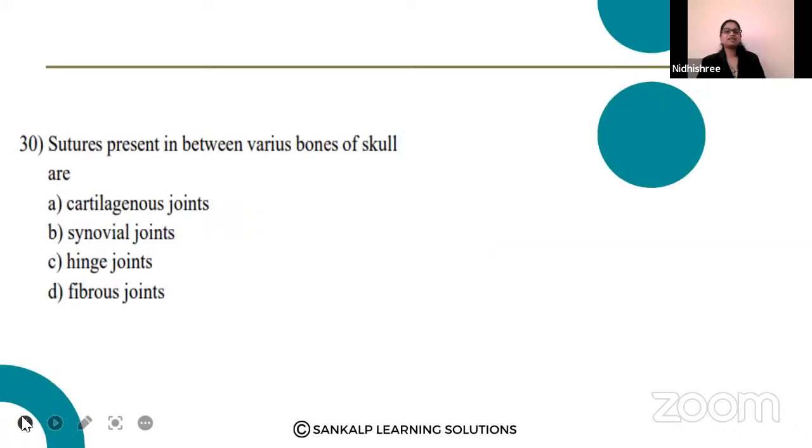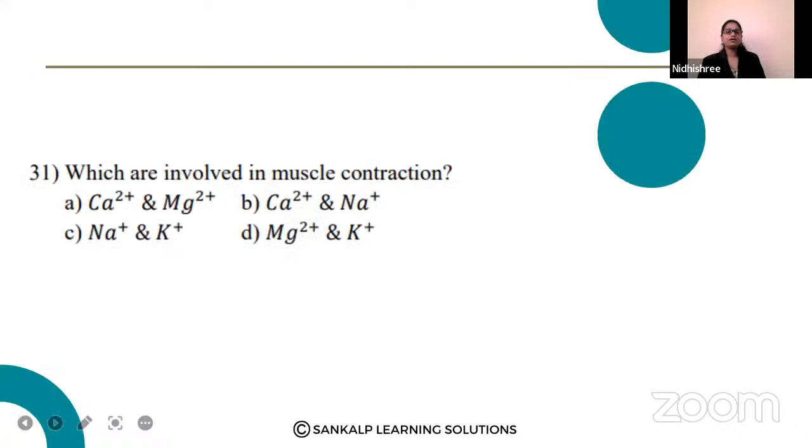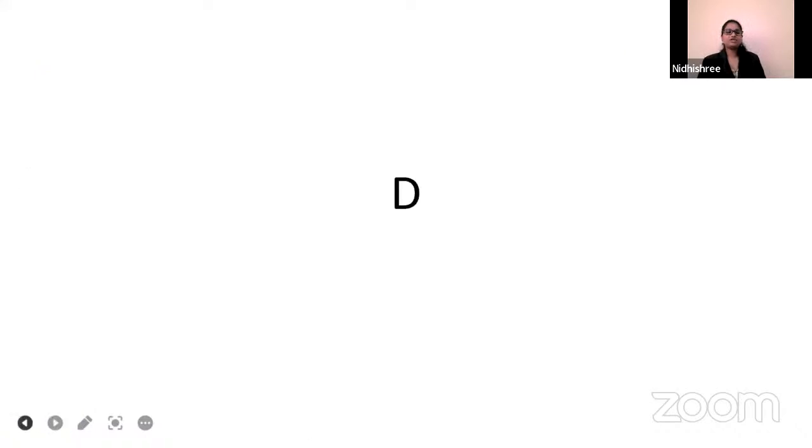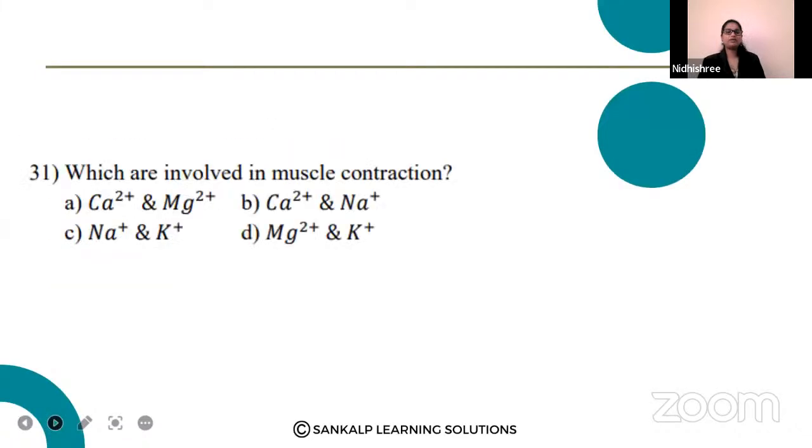Sutures present in between various bones of skull are cartilaginous, synovial, hinge and fibrous. Option C, Kanchanaraj, Saima option A, Amruta option C, Nuhu Sayyed option A, Kanchanaraj option A, Chaitra option D, Parvati option A, Saumenrala option A. Let us check the answer. The right answer is option D, that is fibrous joint. Skull has fibrous joints.